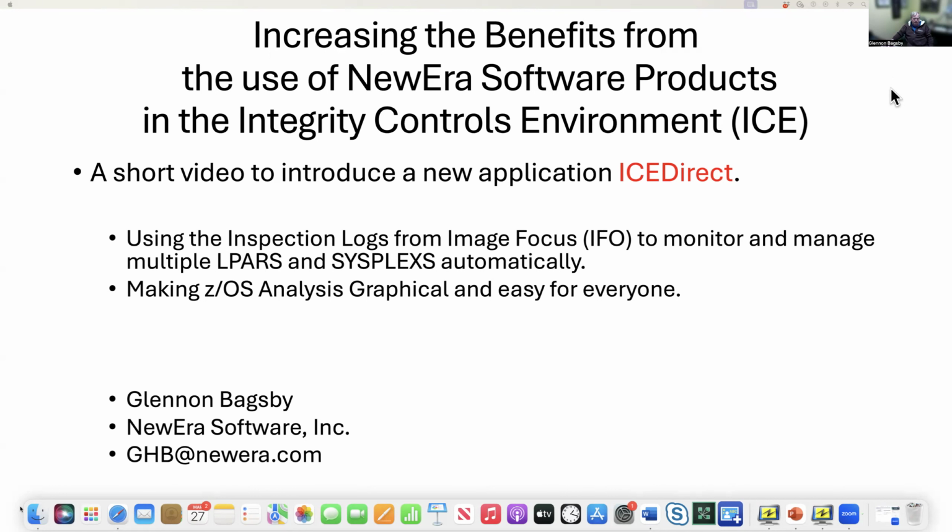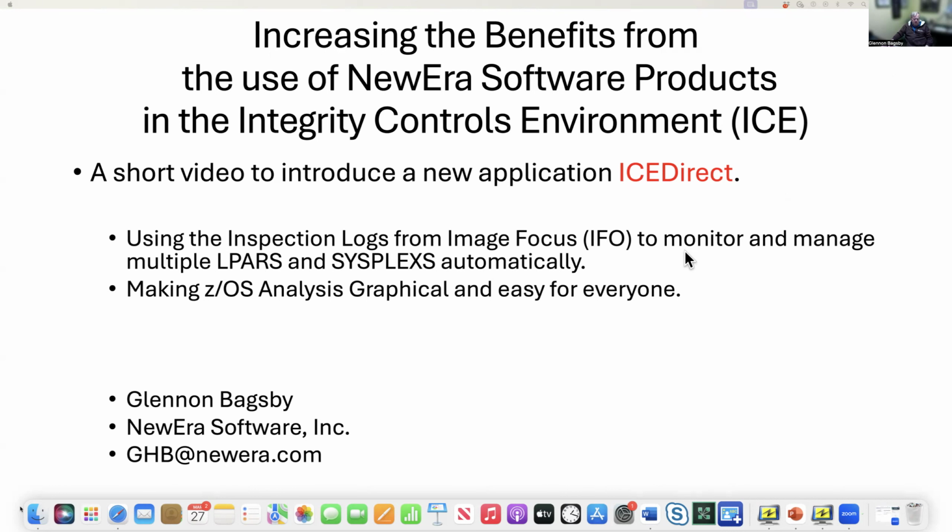This new application is called ICEDirect, and it's designed to extend the capabilities and the benefits of products that already exist, perhaps in your organization, to help you manage your z/OS LPARs. These products are Image Focus, a product called the Control Editor, and a product called the Standalone Environment. These are the three main products within the Integrity Controls Environment. What I want to introduce to you today is this application, ICEDirect, and its relationship to the Image Focus product.